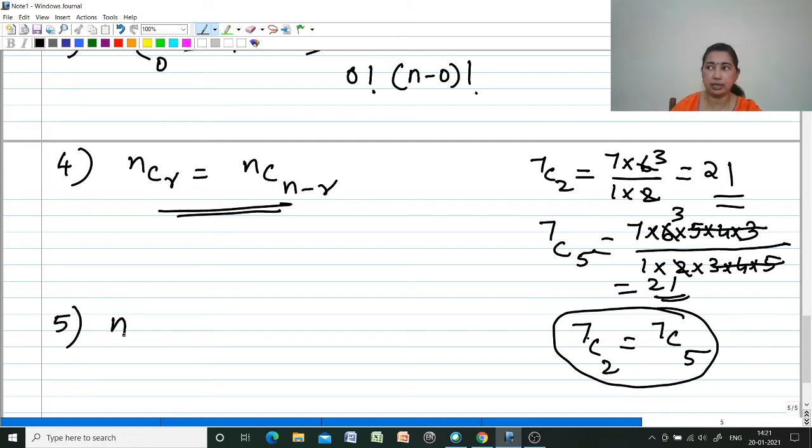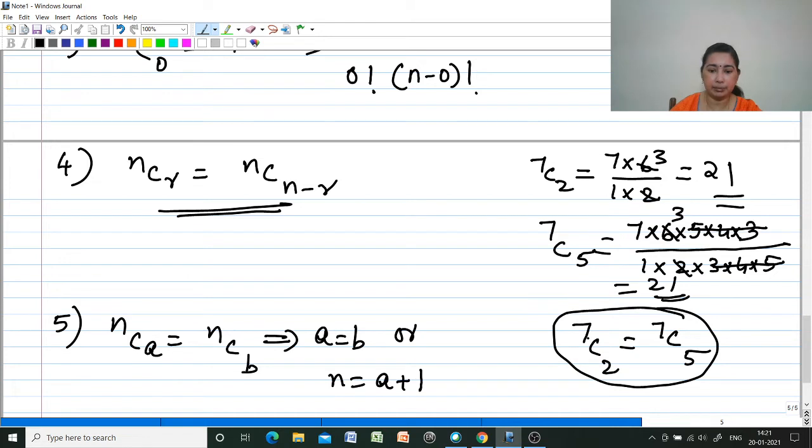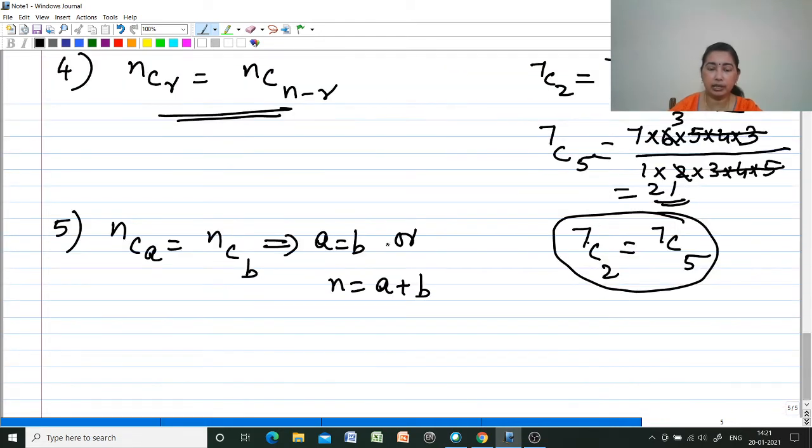Next one is nCa is equal to nCb. nCa is equal to nCb means either a is equal to b or n is equal to a plus b. So, in some cases we can't use a equal to b. For that I will show you one example. Suppose nC9 is equal to nC8. It is given like this. We have to find what is the value of n.